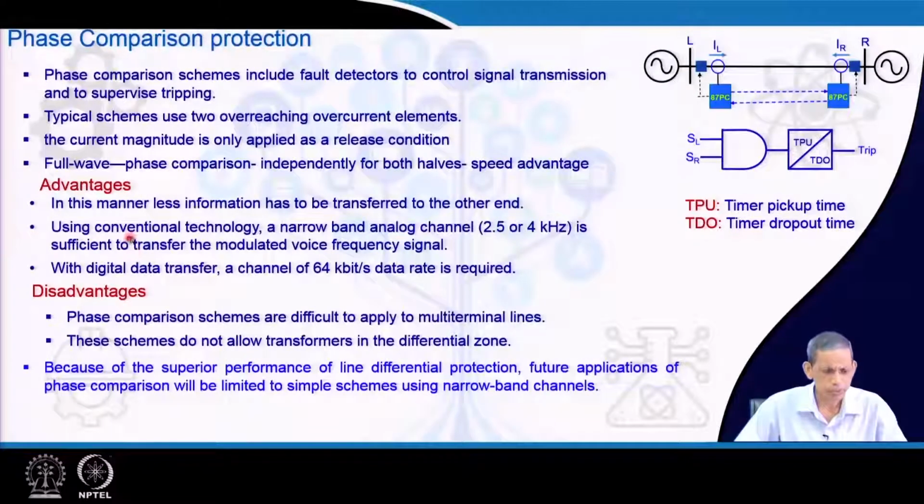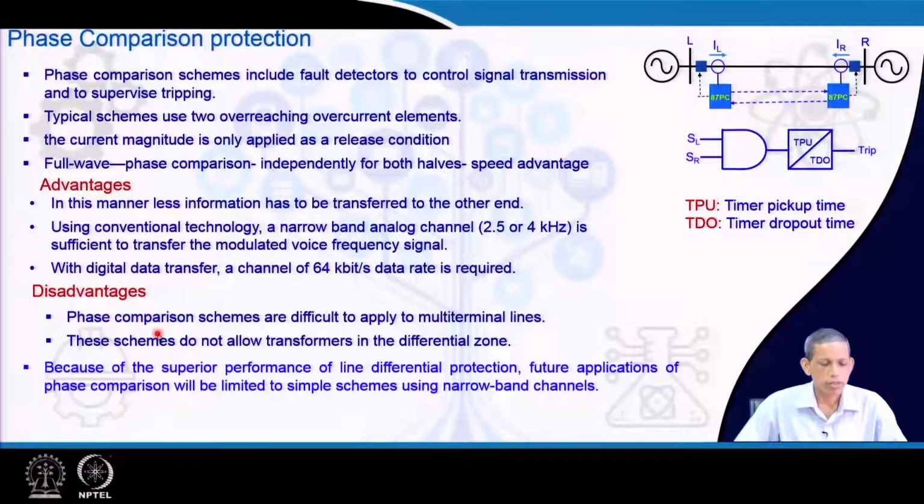The advantage of phase comparison protection is that very little information needs to be transferred to the other end. Using conventional technology and narrowband analog channel signals, up to 4 kilohertz may be adequate for voice frequency signals. And with today's digital transfer, 64 kilobits per second can also be used very successfully.